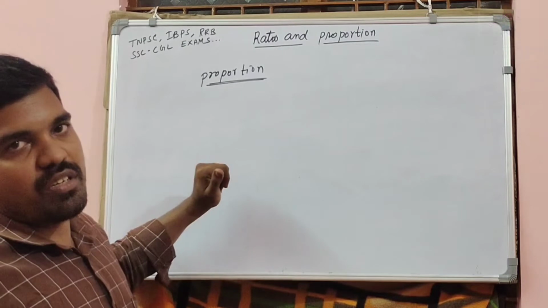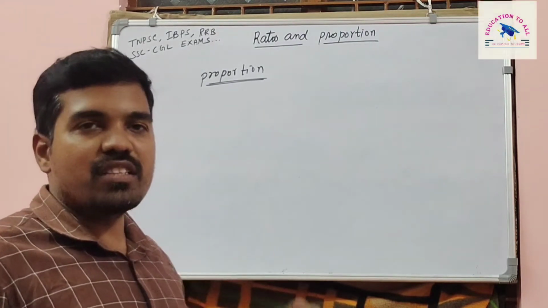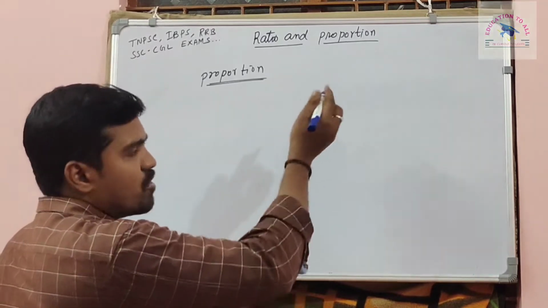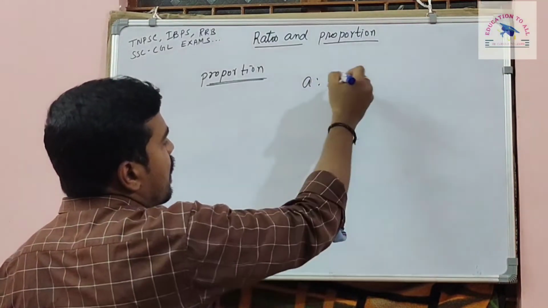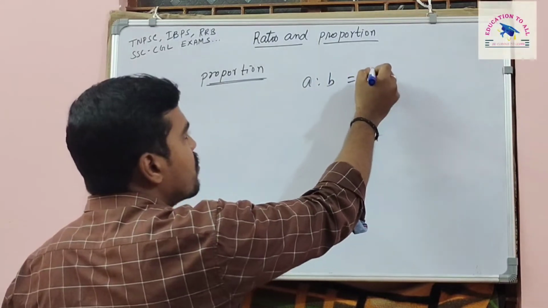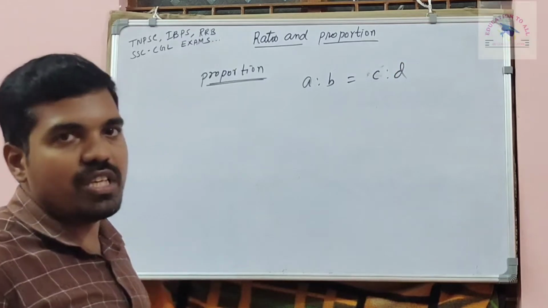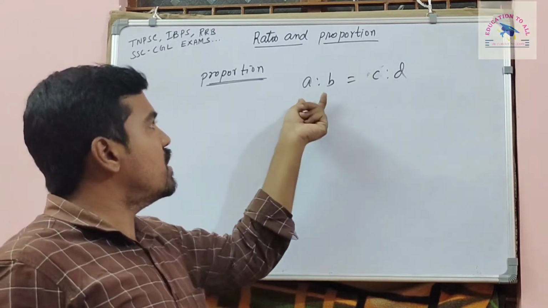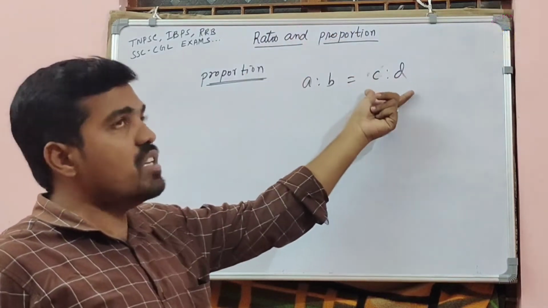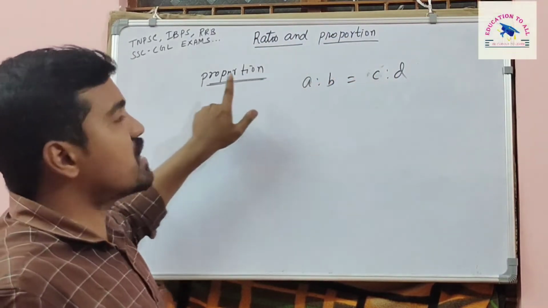Next, proportion. What is meant by proportion? If two ratios are equal, then it is called proportion. For example, let me take A is to B equal to C is to D. A is to B is one ratio, C is to D is another ratio. If these two ratios are equal, then it is called proportion.